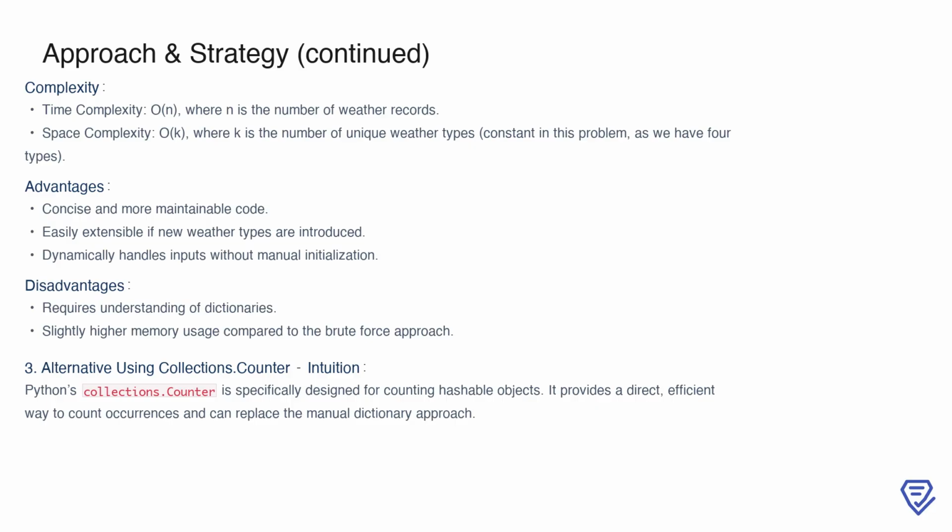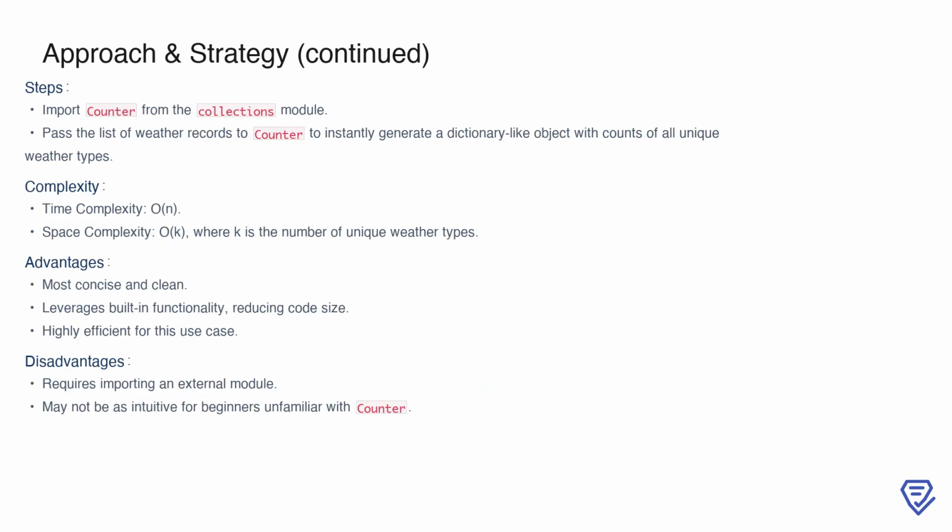For an even more streamlined solution, we can consider using Python's collections Counter. The collections Counter module provides a specialized tool for counting objects, simplifying the task even further. Instead of manually creating and updating a dictionary, we can use this built-in functionality to handle the counting process for us. To implement this, we import Counter from the collections module and pass the list of weather records to it.